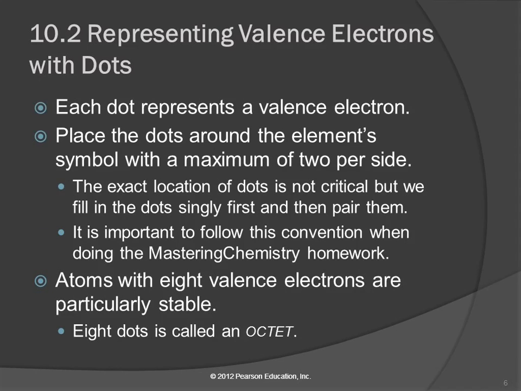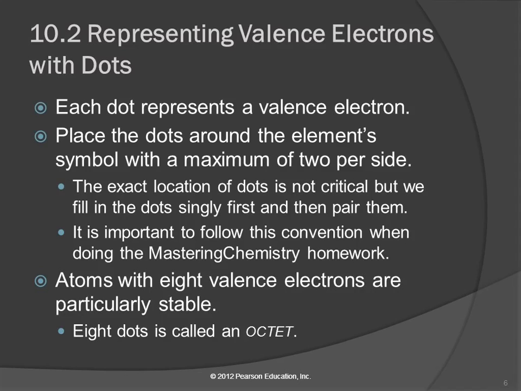Each dot represents a valence electron. We're going to put them around with a maximum of 2 per side, exact location not mattering, but we're going to put them around singly at first and then pair them. And it's especially important to follow this convention on Mastering Chemistry. As you know, Mastering Chemistry can be a real stickler for details.